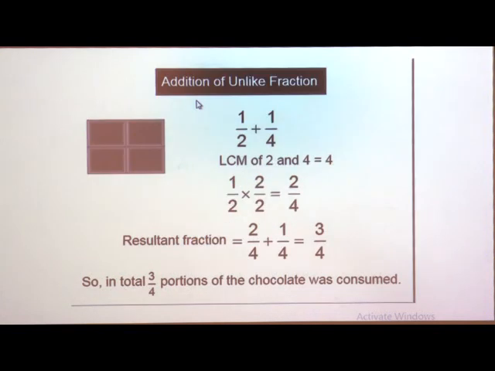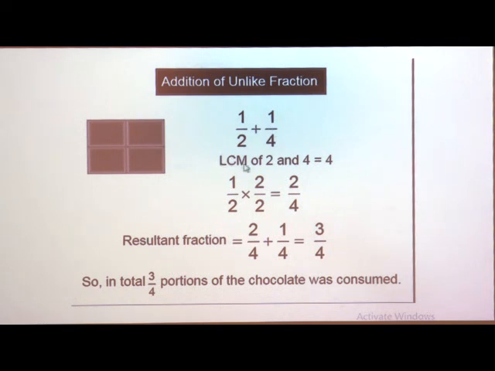Here we have an example. I will show it with a figure, so it will be easier for you to understand addition of unlike fractions. Unlike means both denominators are not the same number. Here we have one figure which is divided into 4 parts. Here 1 upon 2 plus 1 upon 4.